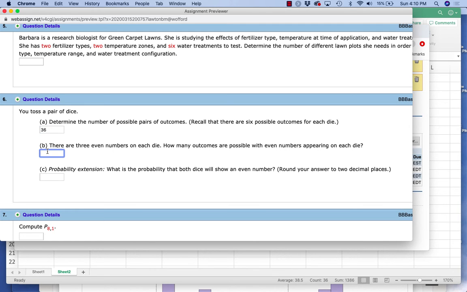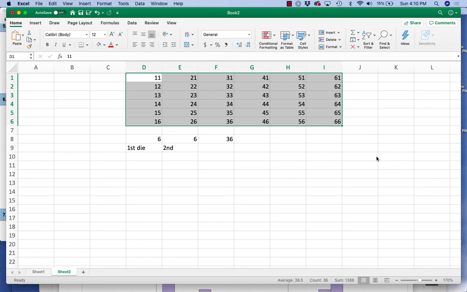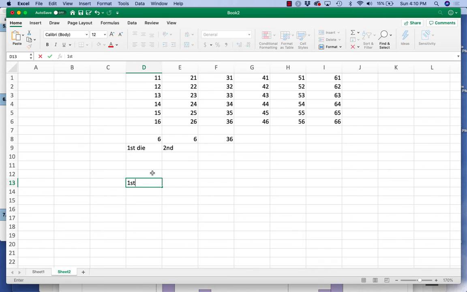Now it says there are 3 even numbers on each die. How many outcomes are possible with even numbers appearing on each die? Well, I can do that a bunch of different ways. For the first die, there are 3 even ones. For the second die, there are 3 even ones. So 3 times 3 would be equal to 9.